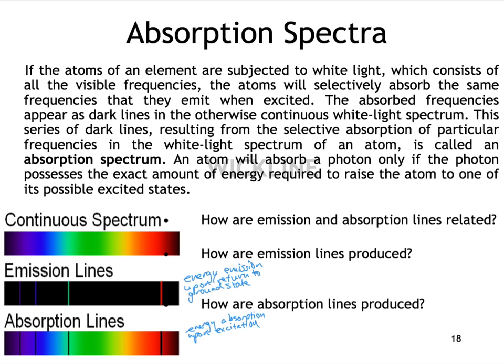So if you had an absorption spectrum and an emission spectrum for the same element, you would see really the same bands. They would either be colored or they would be black. Black is absorption and colored is emission. Let's answer these questions. How are emission and absorption lines related? Well, they are the same, they're just reverse of each other. Emission lines are produced this way, and absorption lines are produced this way.